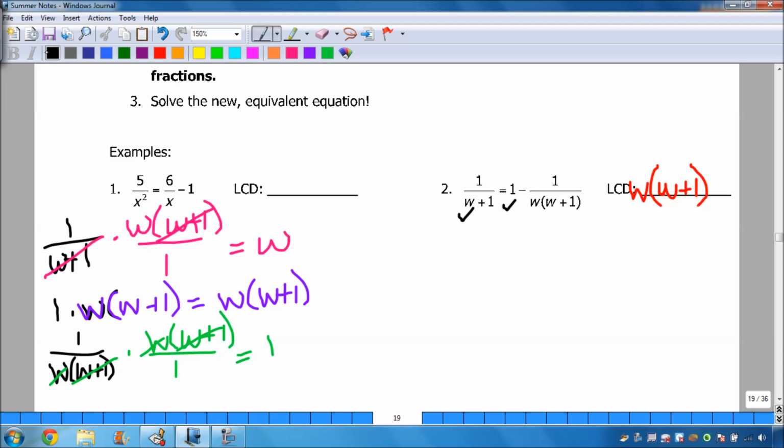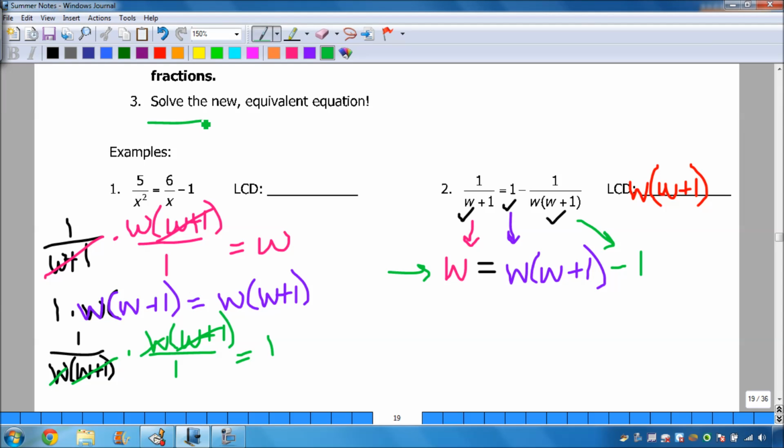So now that I've done that, I can rewrite my equation. This is nice and easy. This shouldn't be an issue for you at all. So this term right here, once I multiplied through, turned into w. The equals just stays equals. The next term, this 1, turned into w times w plus 1. And then the last term turned into a minus 1 because of that minus sign. Now, by the way, I no longer have any fractions in my equation. So now all I have to do is solve my new equivalent equation, which is nice and easy.